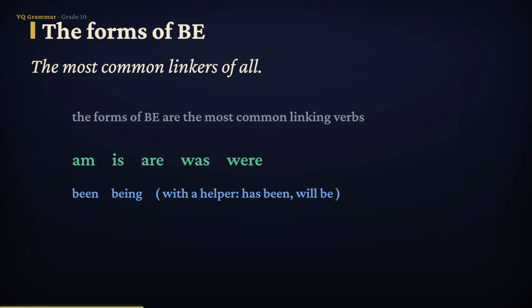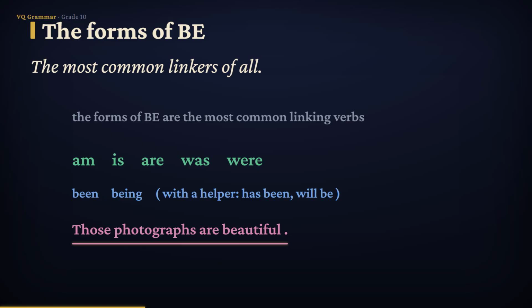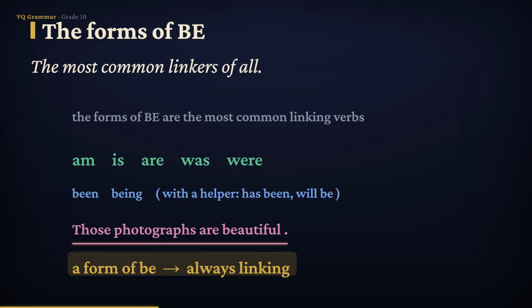Look at this. Those photographs are beautiful. The word are does absolutely nothing except connect photographs to beautiful. Nobody is acting on anybody. So that gives us one very reliable rule to carry around. If the verb is a form of be, it is a linking verb.